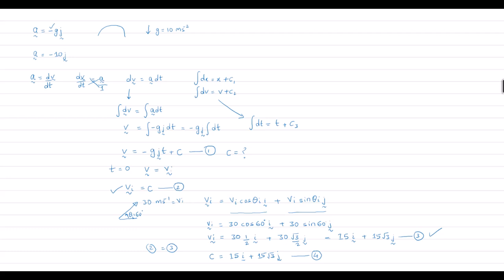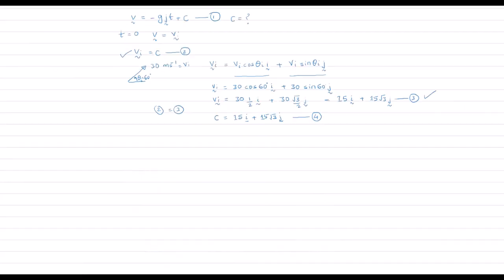So what do you think if I put 4 in equation number 1? That should give me the expression for the velocity. So if I put equation number 4 in equation number 1, what do we get? We get velocity equal to minus g, and the value of g is given as 10, j t plus c, and c is nothing but equation number 4.